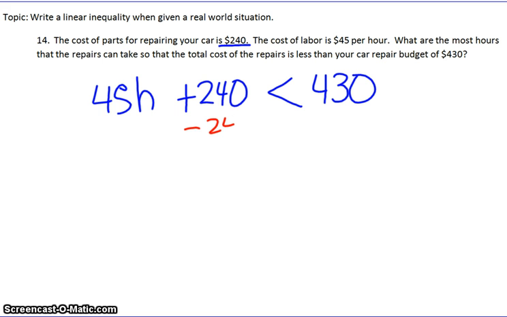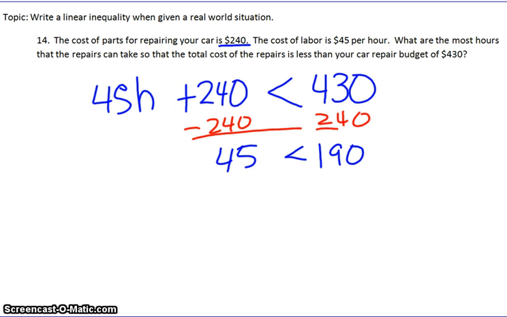We would subtract 240 from both sides. Okay, so we do that, 430 minus 240. I got 190 for an answer here, less than or equal to 45. I'm going to divide both sides by 45. Oops, I did this wrong on my calculator. 190 divided by 45. I got 4.22. So the number of hours has to be less than 4.22.